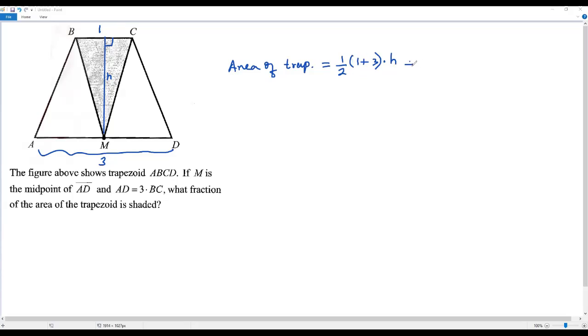Now we get 1/2 times, when I add 1 and 3, I'm getting 4, times h. Here 2 goes into 2 1 time, 2 goes into 4 2 times. So when I multiply 1, 2 and h, I'm getting 2h. Now I got the area of the trapezoid, that is 2h.